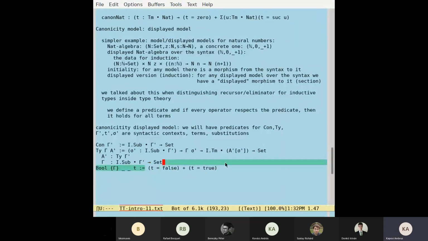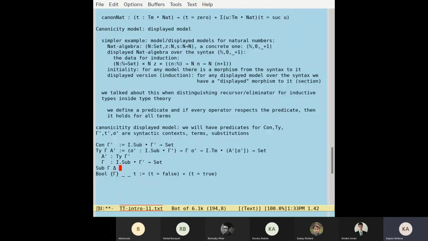So now this is how I generalized what I wanted. This was my original goal. And instead of saying that I prove this goal directly, what I will do is I just define this predicate for any type. And for bool, this predicate will say this. Okay. And now let's see how we define terms and substitutions.